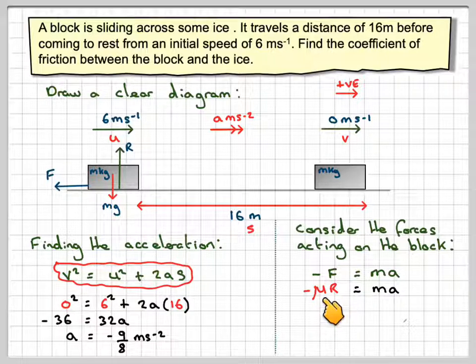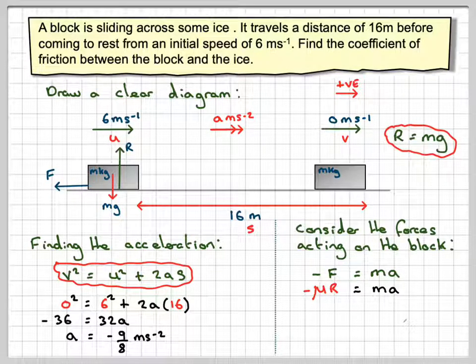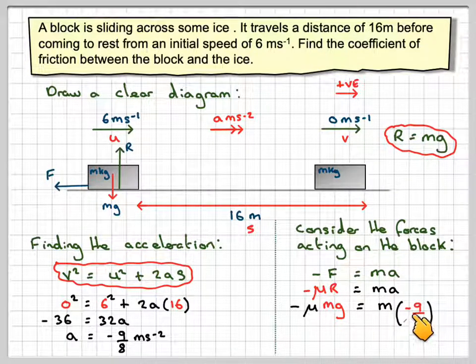We can say that minus mu R is equal to m times a, because friction is equal to mu times the normal reaction. And if we resolve forces this way, we can say that R is equal to mg, as there's no movement this way. R minus mg is equal to 0, so it means that R is equal to mg. So we'll replace R here with mg. We're going to get minus mu mg is equal to m times minus 9 over 8. Now the m's here will cancel out, so that's good.